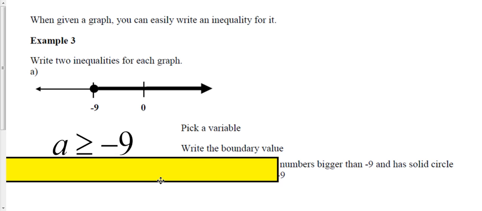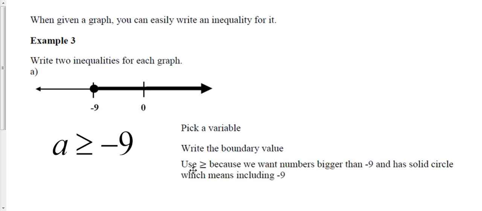So again, here it says use the greater than or equal to because we want the numbers to be bigger than -9. Well, how did they know that? Because it's going to the right on the number line. They're getting bigger. And the solid circle, which means including -9, which means that it was colored in. So we got to add the equals.